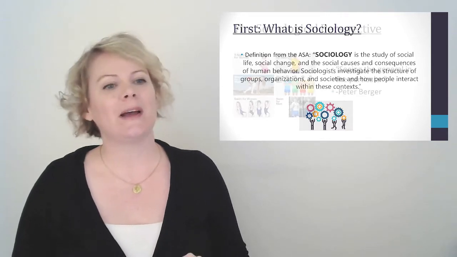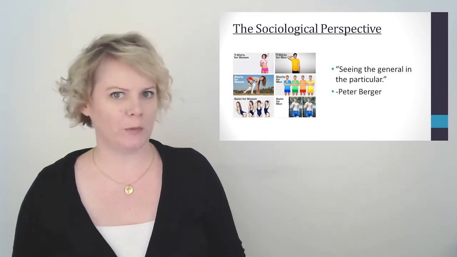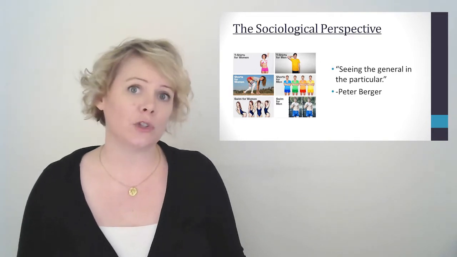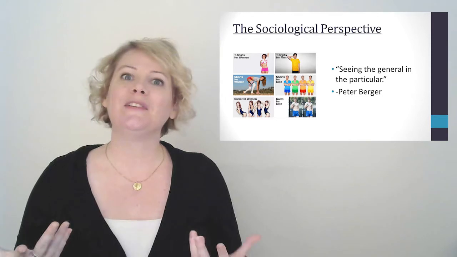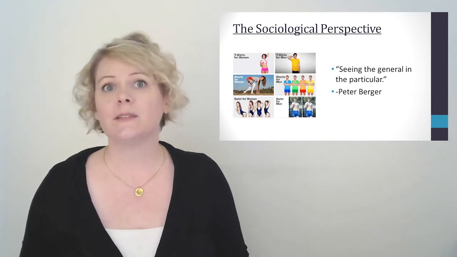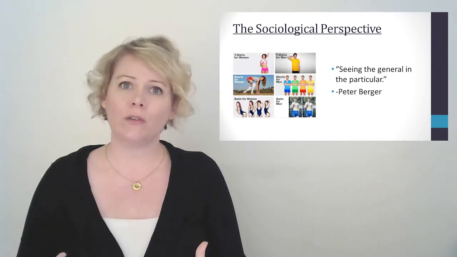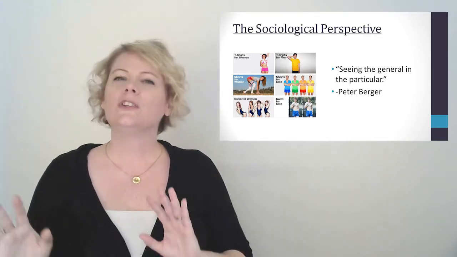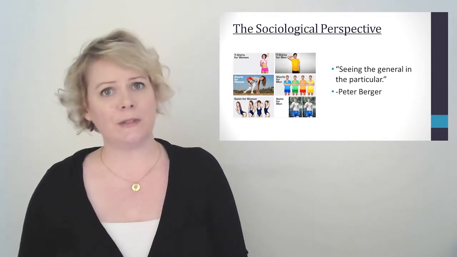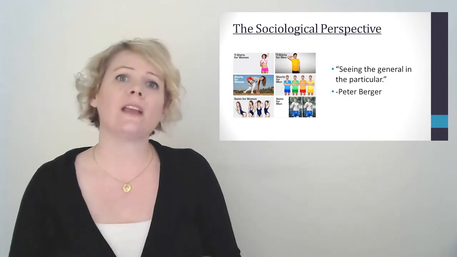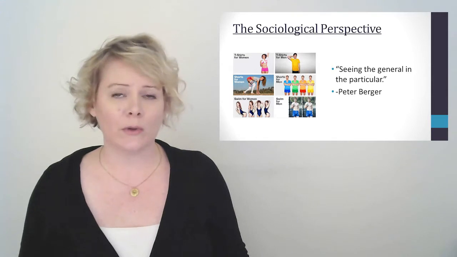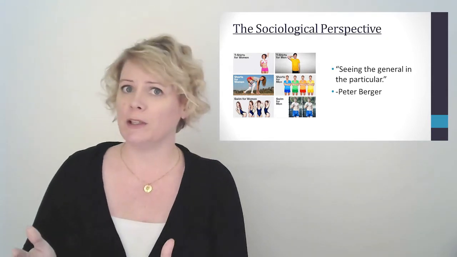The next thing I want to tell you about is what we call the sociological perspective. This is a way of thinking about the whole world with a sociological mindset. The really famous version of how we talk about it comes from Peter Berger, a famous sociologist from the 50s. He said it's seeing the general in the particular. This is kind of a weird phrase, but what it means is that you are looking at a very specific instance. Say, for instance, you are looking at these ads from a clothing company. You might think to yourself, this is a very normal way to sell clothing. This is what women look like in clothing. This is what men look like in clothing.